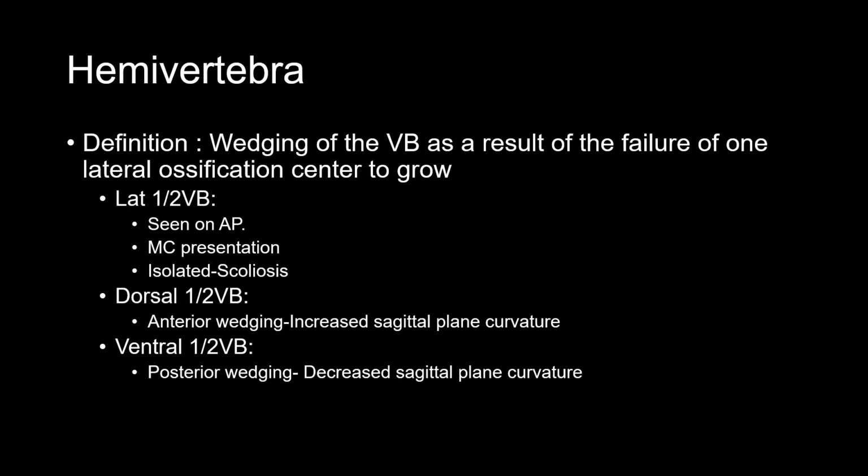Some congenital anomalies and normal variants. The hemivertebra is essentially a half vertebral body in a wedge shape, and that can be in any direction. Usually it's either the left only or the right only, but you can also have it where it's the front only or the back only, as talked about here.